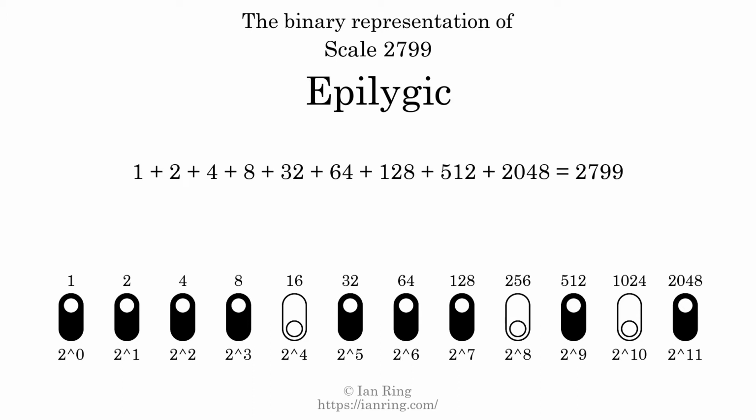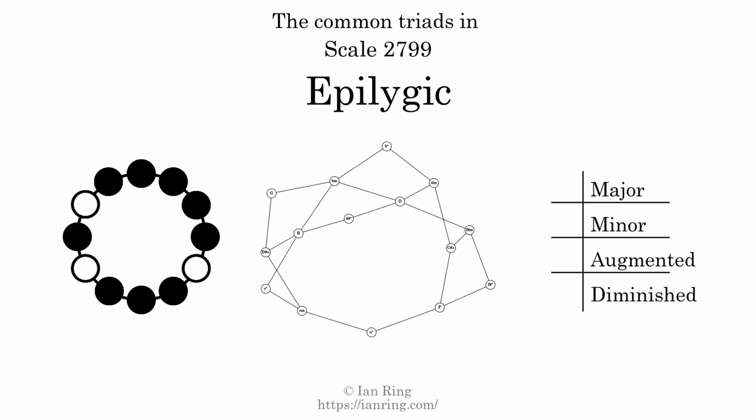2799. The scale number not only enumerates the scale with a unique index, but it also literally describes the tonal content of the scale. Represented as a binary number in base 2, the scale number is 101011101111. Here are the common triads present in this scale.